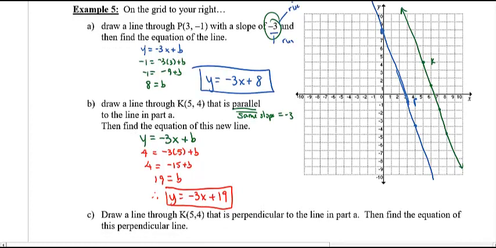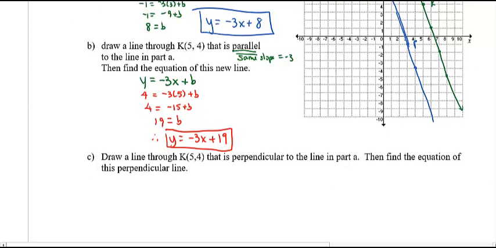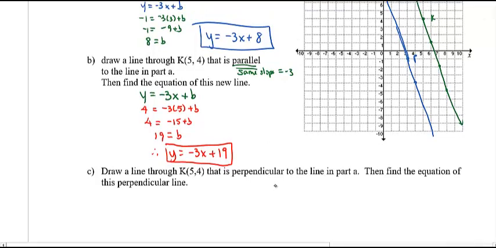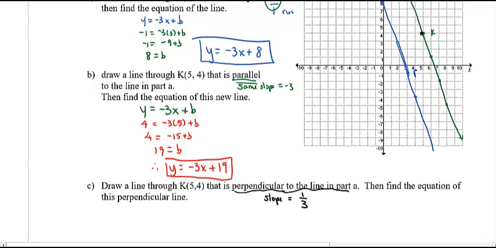Oh, one more. Draw a line through K. This time, make it perpendicular to the line in part A. That means the slope now has to be the negative reciprocal. If the slope was -3, the reciprocal would be -1/3, but the negative of a negative becomes positive. So let's use positive 1/3. On my graph, starting at K, positive 1/3 means going 3 to the right, 1 up, or 3 to the left, 1 down. This is the line for part C.